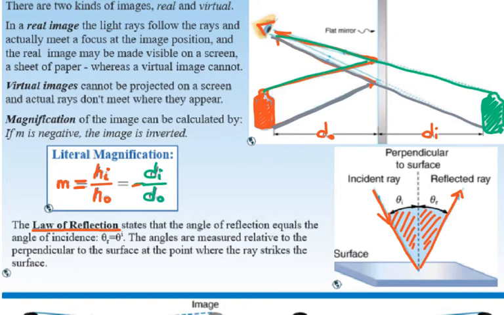If the magnification is positive, then the image is upright compared to the object. So if the object is upright and the image is upright, then the magnification is positive. And if the magnification is negative, then the image is inverted, or upside down, compared to the object.